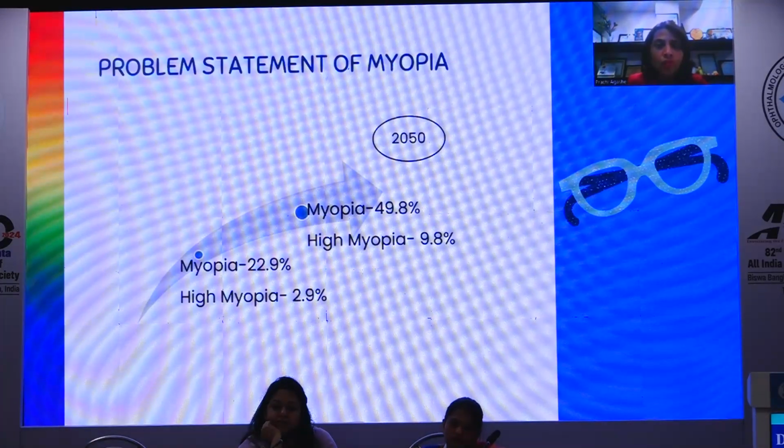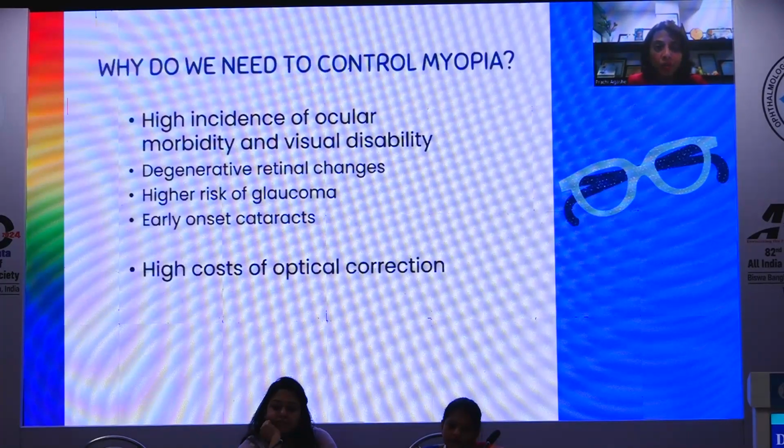So as we know, myopia is increasing at a hugely rapid rate. Half of the population is estimated to be myopic by 2050, with around 10% of the kids having high myopia. So why do we need to control myopia?